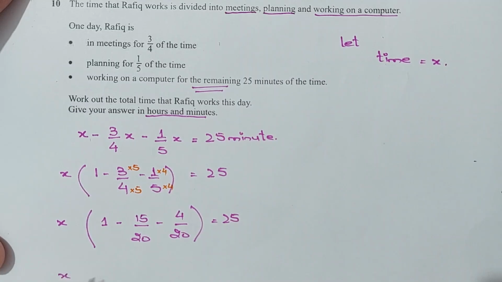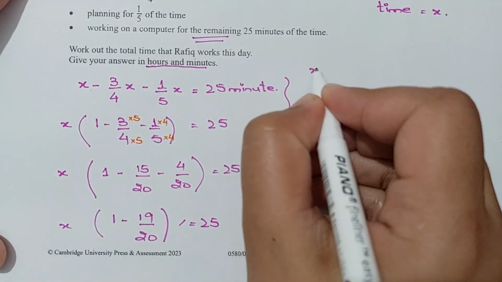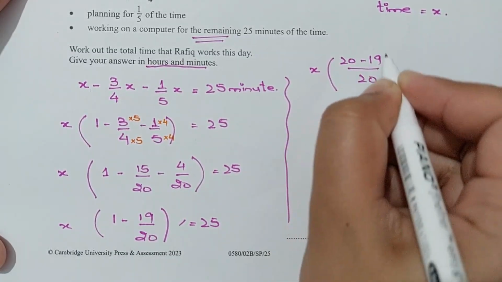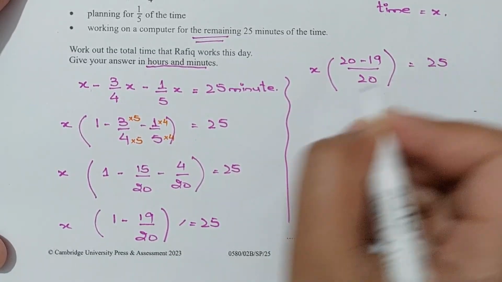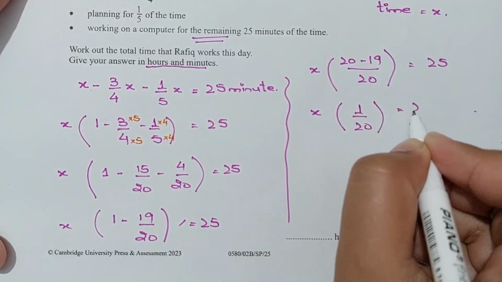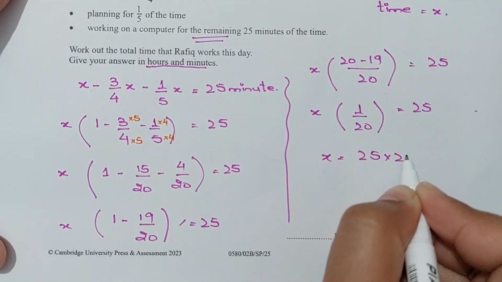Now X is going to be 1 minus, so minus 15 and minus 4 is minus 19 out of 20, equals 25. Further simplification is X into 20 minus 19 over 20 equals 25 minutes. So X would be 1 out of 20 equals 25 minutes. So X is equal to 25 times 20.